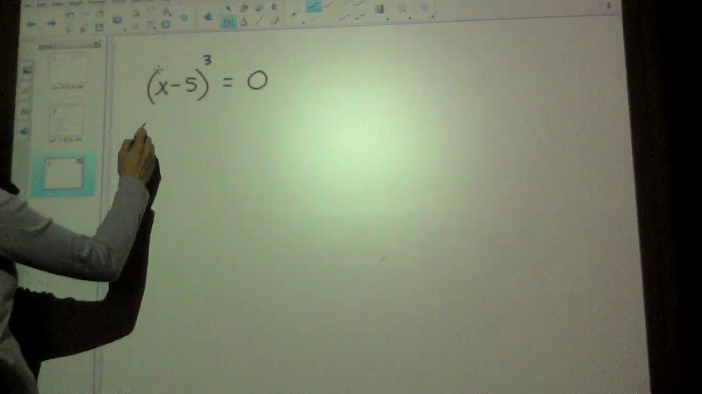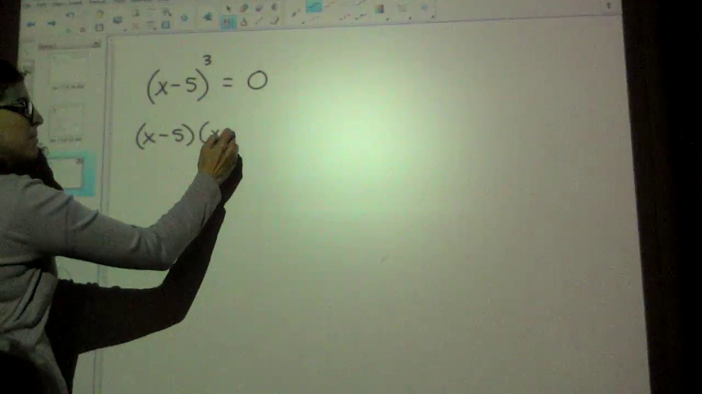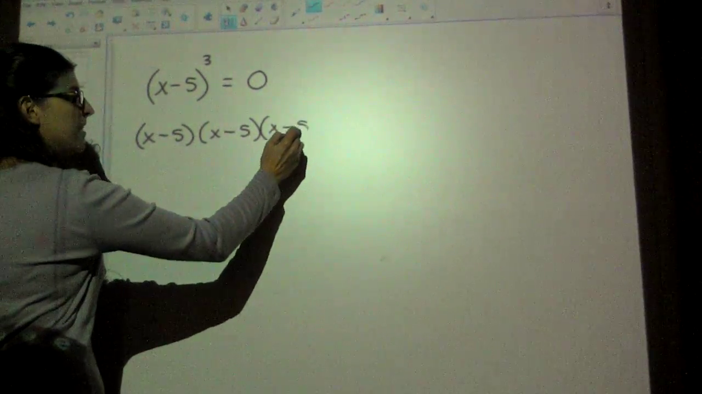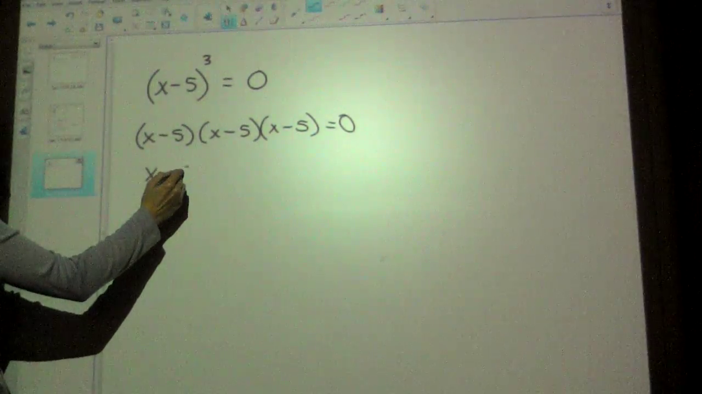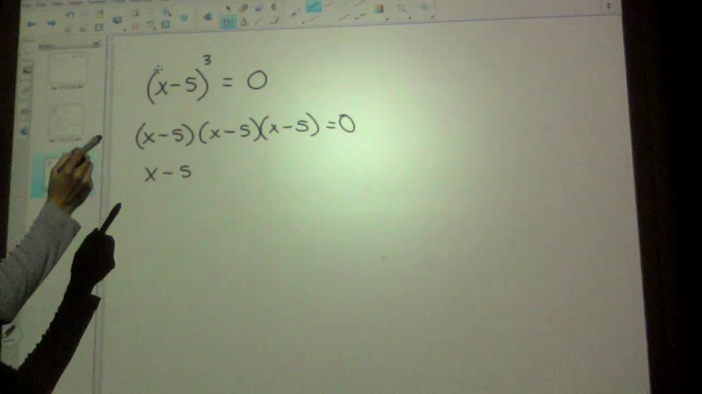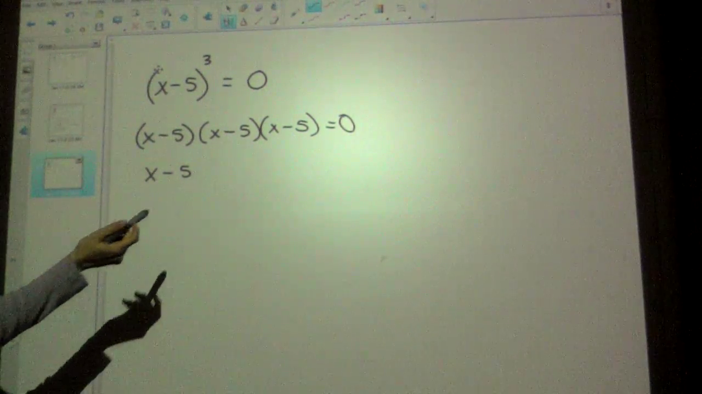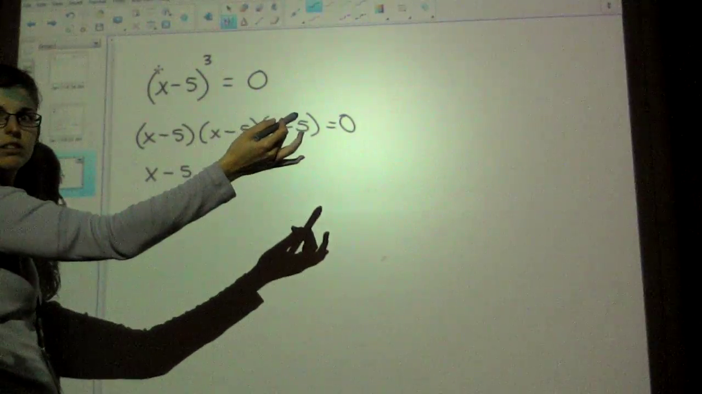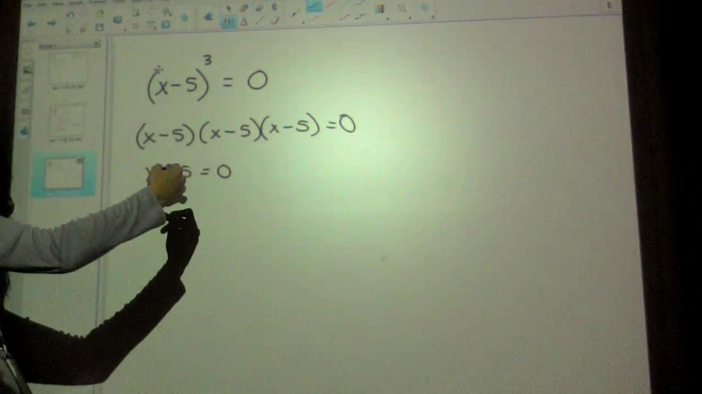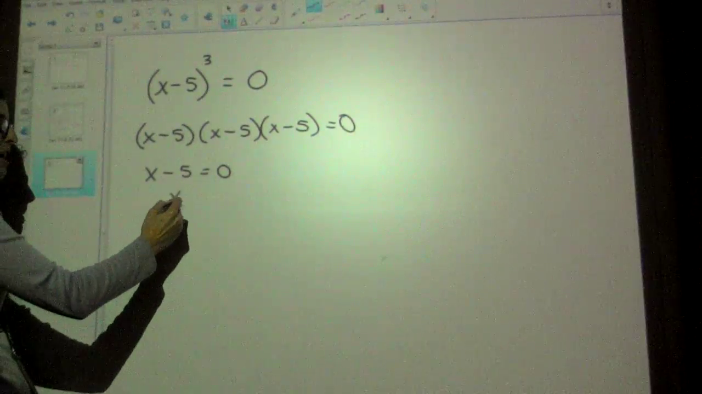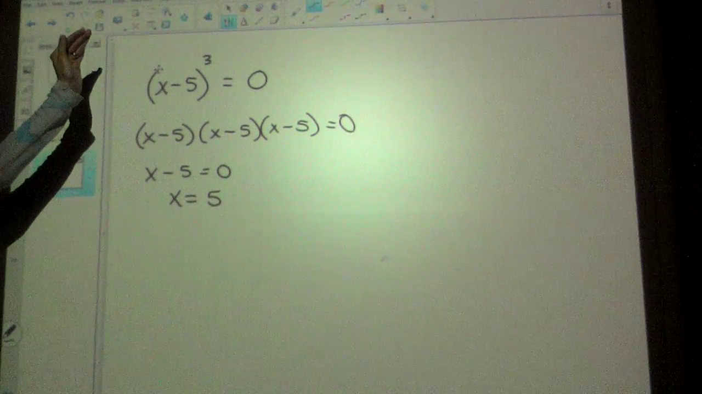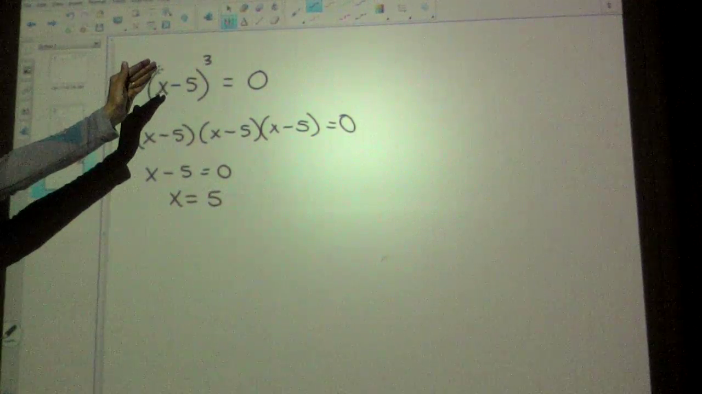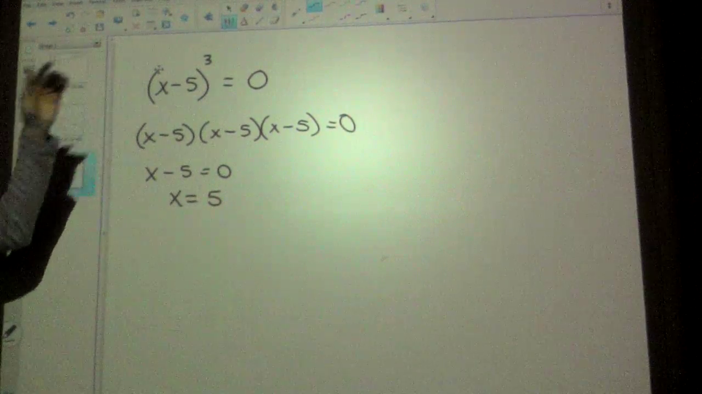What does it mean to have something cubed? So really, you have x minus 5 times x minus 5 times x minus 5. Does this change my solutions? You have x minus 5 equals 0 each time. Same answer every time because it's the same factor every time. You still only get x equals 5 out of this equation, okay?